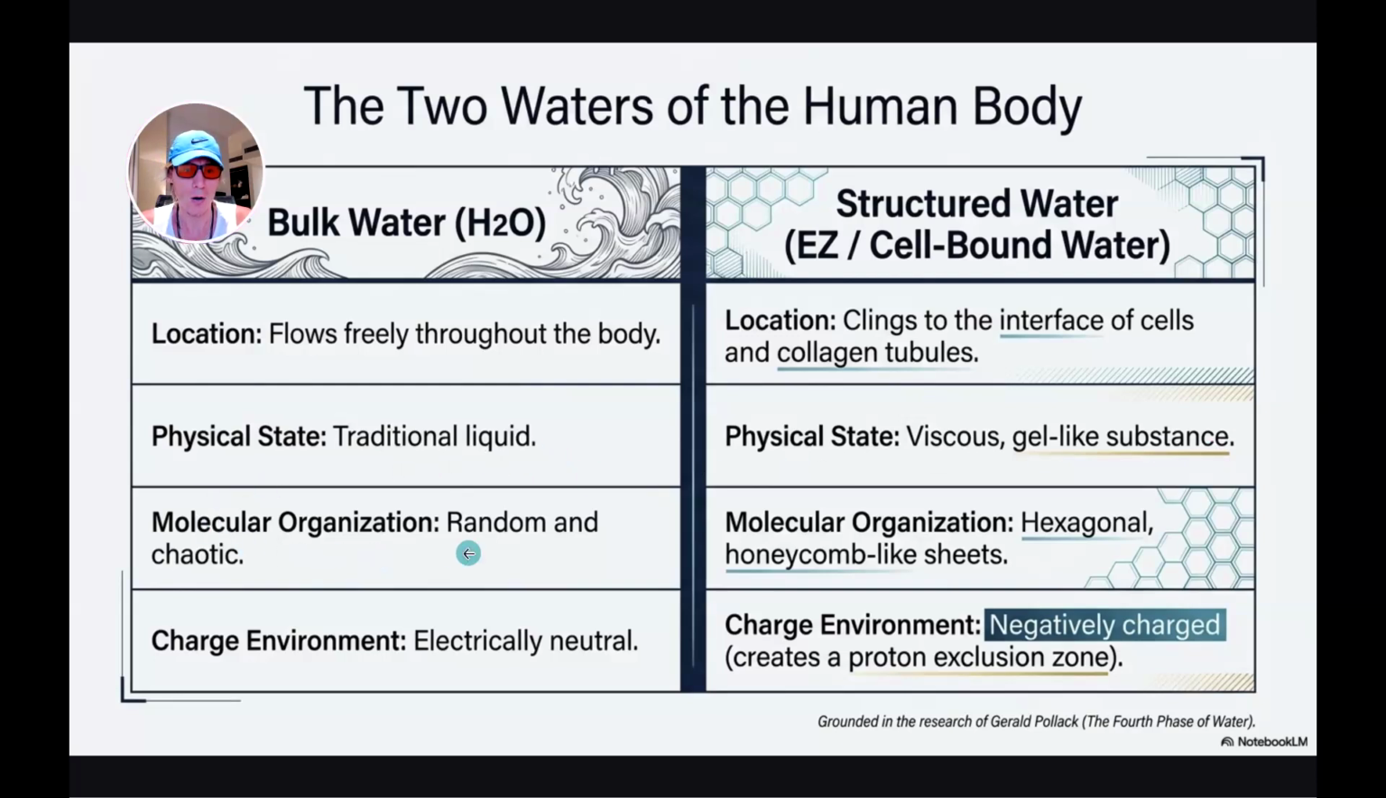The molecular organization of the bulk water is random and chaotic, and of the structured water, it is hexagonal honeycomb-like sheets. And when it comes to charge environment, the bulk water is just electrically neutral, and the EZ water is definitely negatively charged, and also it creates a proton exclusion zone.